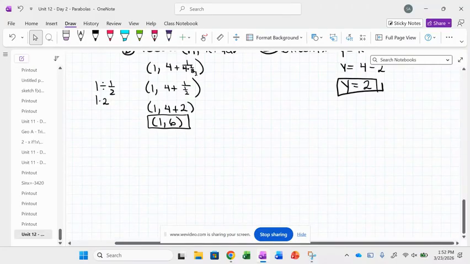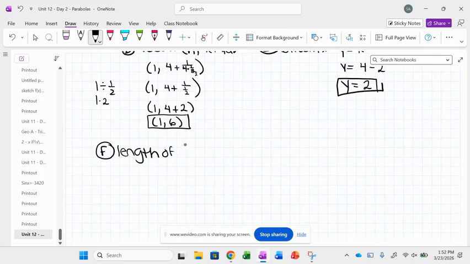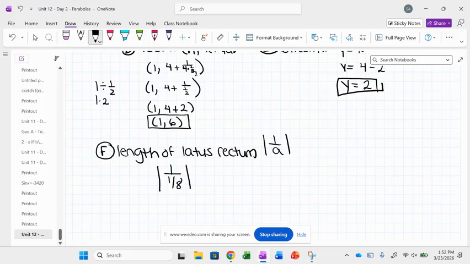All right, so now next part is going to be the length of the latus rectum. So I'm going to have 1 over a. So this is going to be 1 over 1/8. Isn't this keep, change, flip again? So 1 divided by 1/8 is what? 8. So what does that mean? The length of the latus rectum is 8. So perpendicular to our axis of symmetry from one end of the parabola to the other is 8 units. What does that mean on either side of the focus if the total length is 8? 4 units on each side.